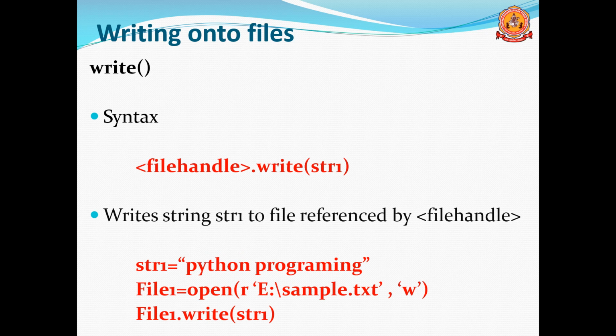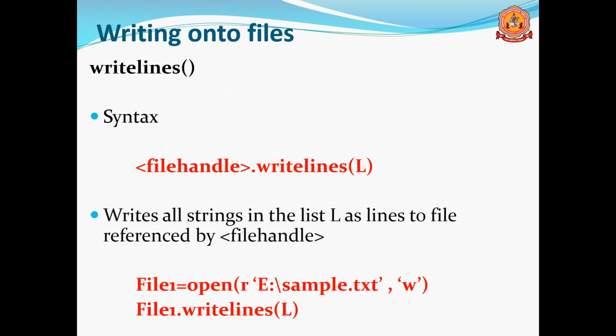Here you can see one example. For example, I gave str1 as Python programming, so it will store the data Python programming in str1. file1 equals open, with r meaning raw string, E colon sample.txt, means it will open a file from the given path on E. The file is opened in write mode. file1 dot write str1: str1 contains the Python programming string, and that string is written to sample.txt because file1 refers to sample.txt.